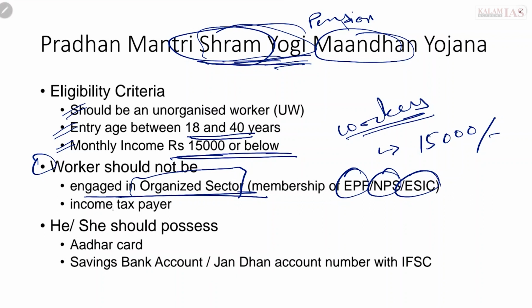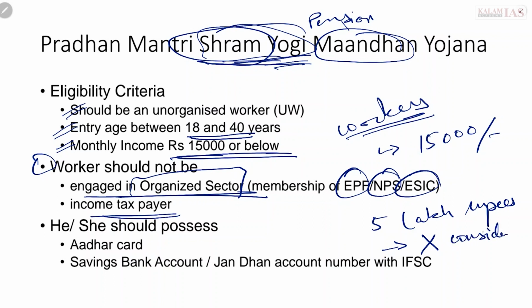The second is the worker should not be an income taxpayer. If they are earning more than rupees 5 lakh per annum, then they are not considered. So you should be sufficiently covered through need of extra income security for you to be eligible for the PM Shram Yogi Mandhan Yojana. Alright, therefore you cannot be a worker of the organized sector, and you cannot be an income taxpayer.